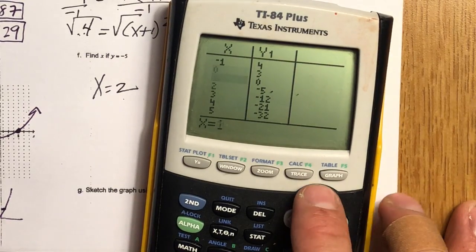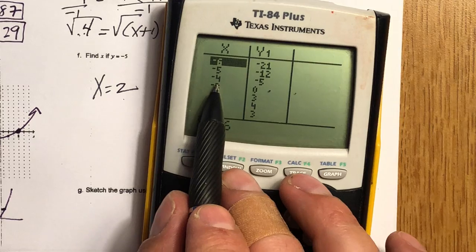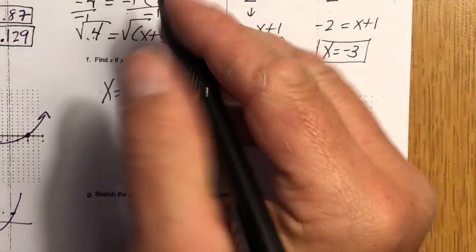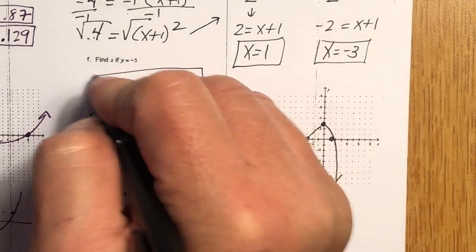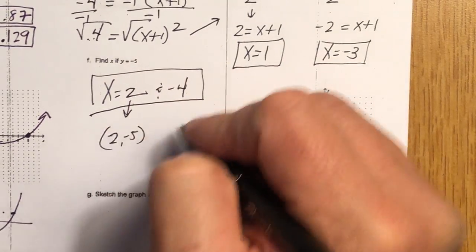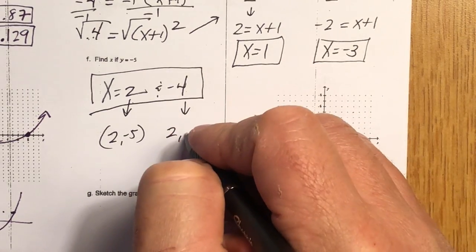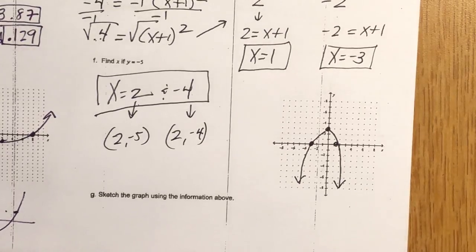However, remember, there's those reflection points. All right, there's another one, -4. And -4, okay? So what that means is you have (2, -5), and you have (2, -4). All right?